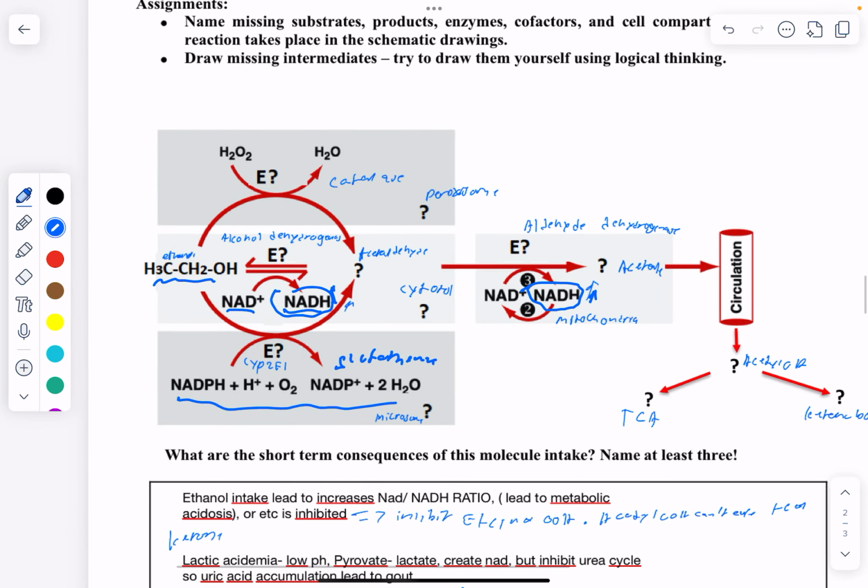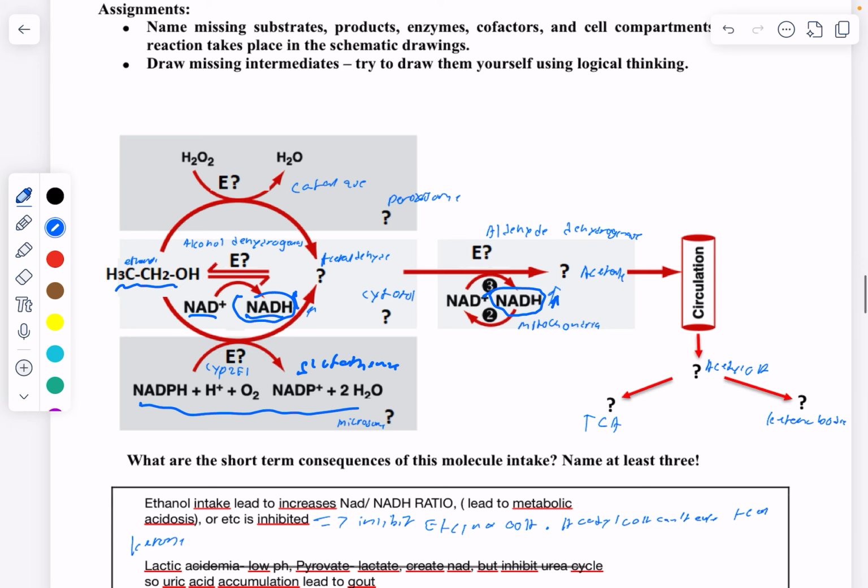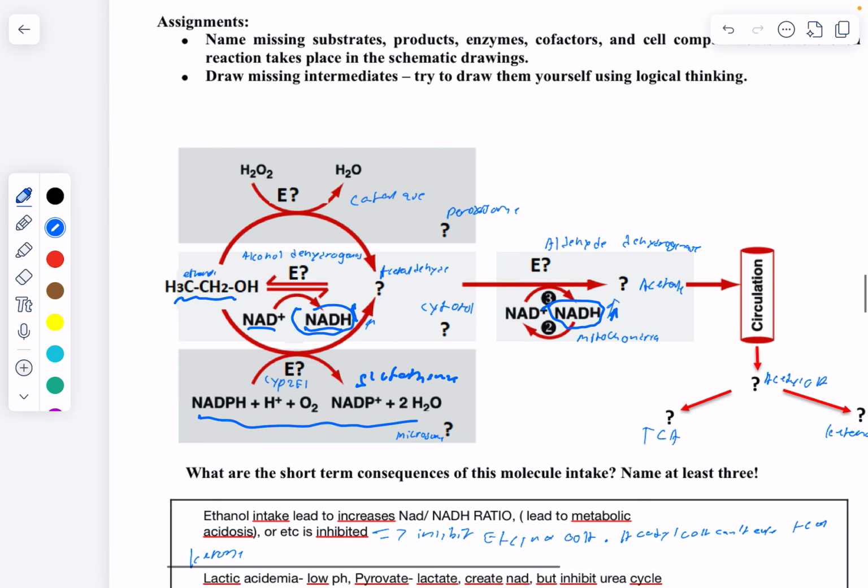Okay, I didn't talk about this reaction well actually. In the microsomes you have CYP2E1, which will then create this NADP. Also in the cytosol you have ethanol oxidized to acetaldehyde, and from acetaldehyde in the mitochondria we have production of acetate, and acetate through circulation creating acetyl coenzyme A, ketone bodies and the TCA cycle. We also have in the peroxisome hydrogen peroxide being reduced by catalase producing a water molecule here.